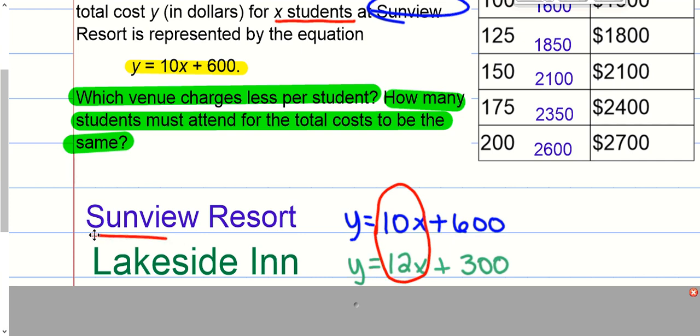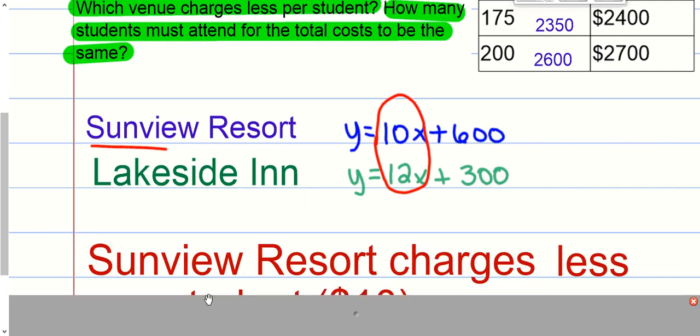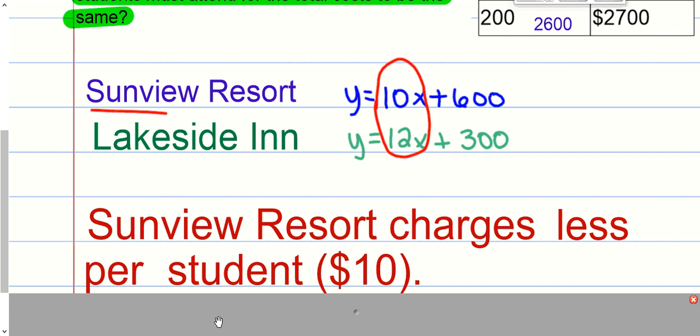Well, that's going to be Sunview because 10 is less than 12. So we are going to say that Sunview Resort charges less per student and make a note that it is actually $10. So there's our first answer there.